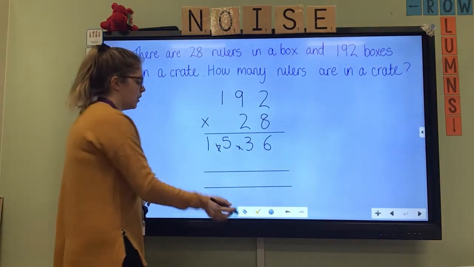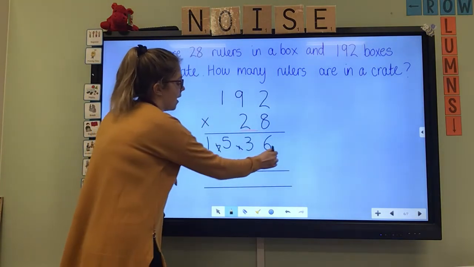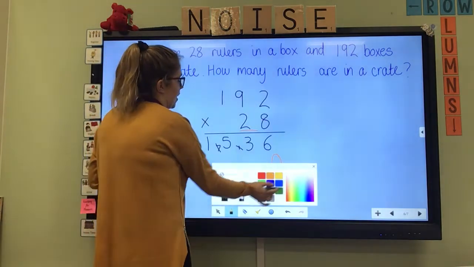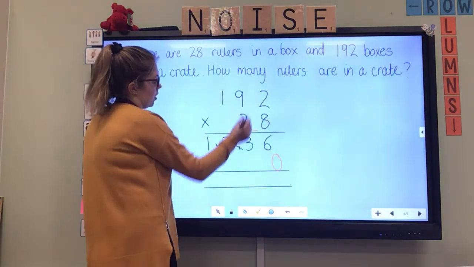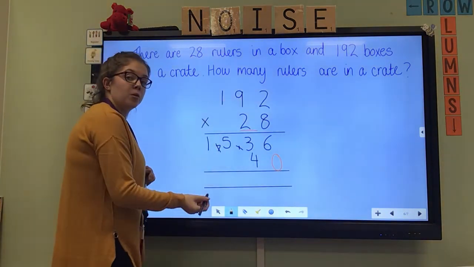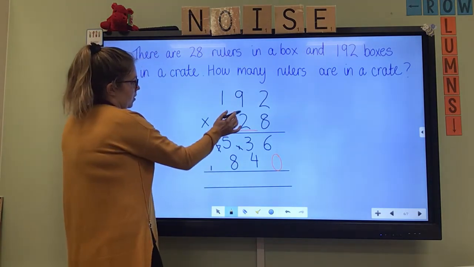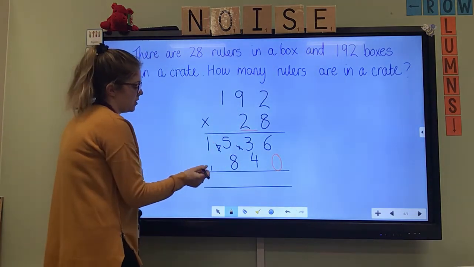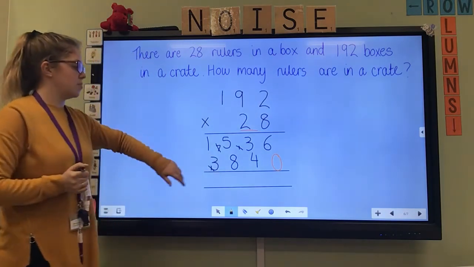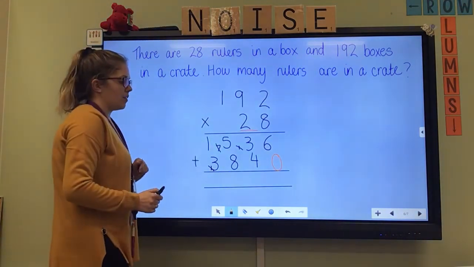Now, we are multiplying all of the digits by 20 now. So I'm going to put in my place value holder there. And now carry on and do 2 times 2, which is 4. 9 times 2, which is 18. 2 times 1, which is 2. Adding my 1 will be 3, which gives me 3,840. Going to add up my answers.